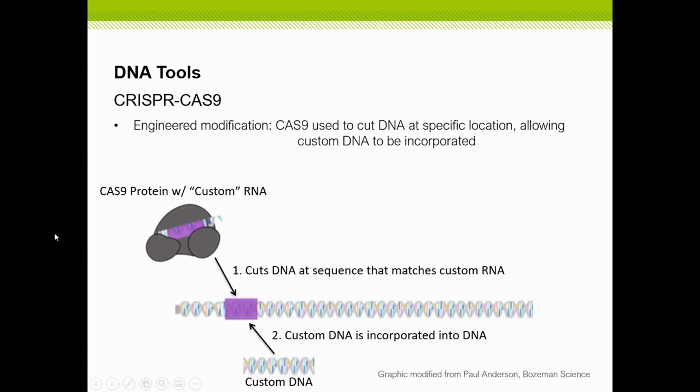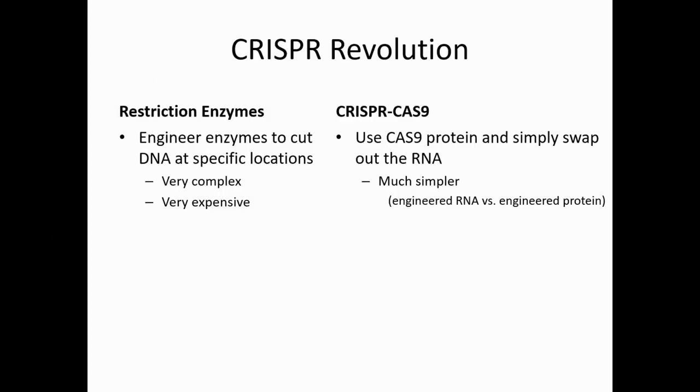You might think that this sounds similar to restriction enzymes, and it is. It's very similar to restriction enzymes. But the difference here is that for restriction enzymes, we have to engineer the enzymes to cut the DNA at specific locations. This is a very complex and very expensive process because, as you know, proteins are very complex molecules. They have 4 levels of structure.